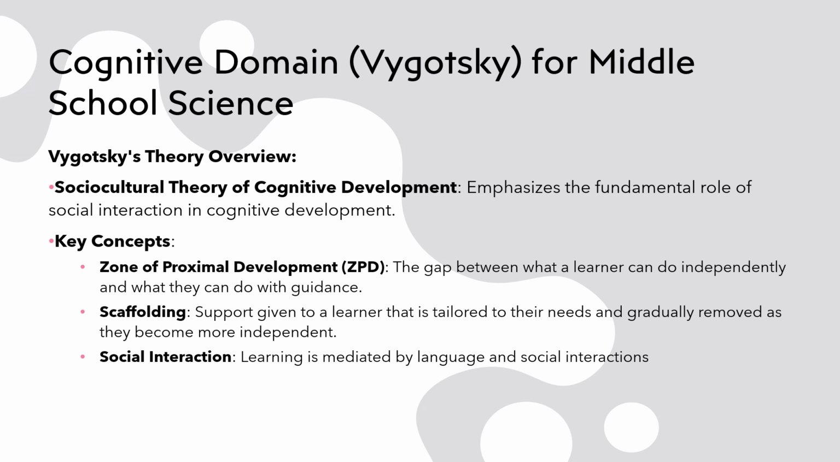So, this deals with the gap between what the learner can do independently and what they can do with guidance. Then we have scaffolding. With scaffolding, we give support to the learner that is tailored to their needs, and then it is gradually removed as they become more independent. Then we have social interaction, which deals with learning that is mediated by language and social interaction.